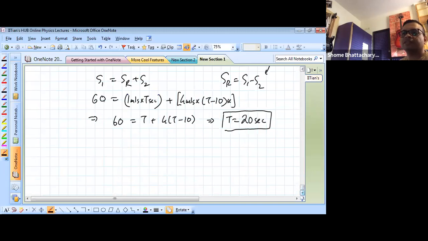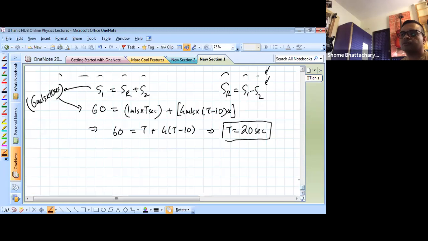So what is S1? It was 6 meters per second into 10 seconds. S1 was 6 meters per second, the downstream velocity, into 10 seconds. So that's how this was 60 meters. But what about the displacement of the raft during that time? It's a velocity of 1 meter per second into t seconds. Whereas the upward displacement of the boat is not 4 into t, but it is 4 into delta t, where that much time it's going upstream, which is how much? Total time minus 10 seconds. So this becomes a simple linear equation and you get the value of t as 20 seconds.